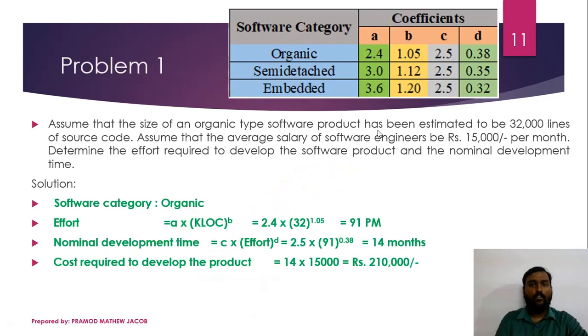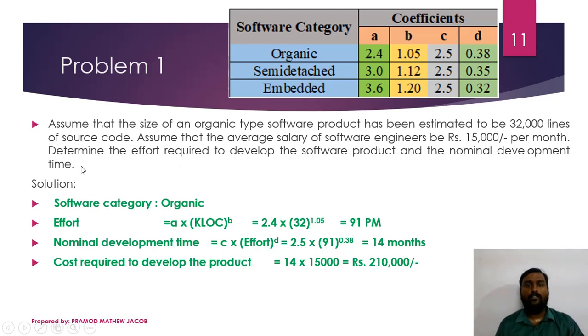So next we are going to learn a problem in COCOMO. This is the problem. We have to learn this table by heart for doing all the problems in COCOMO. Assume that the size of an organic type software product has been estimated to be 32,000 lines of source code. Assume that the average salary of software engineers is rupees 15,000 per month. Determine the effort required to develop the software product and the nominal development time.